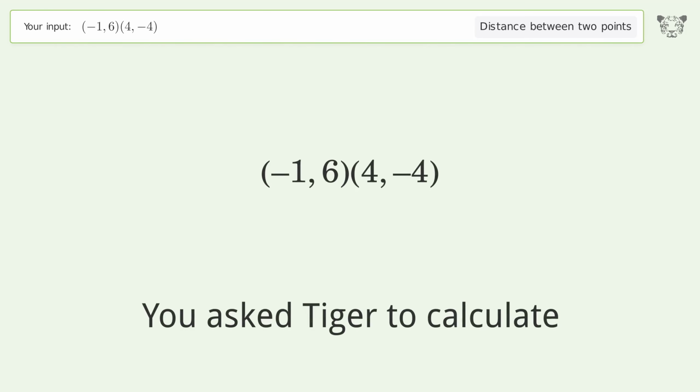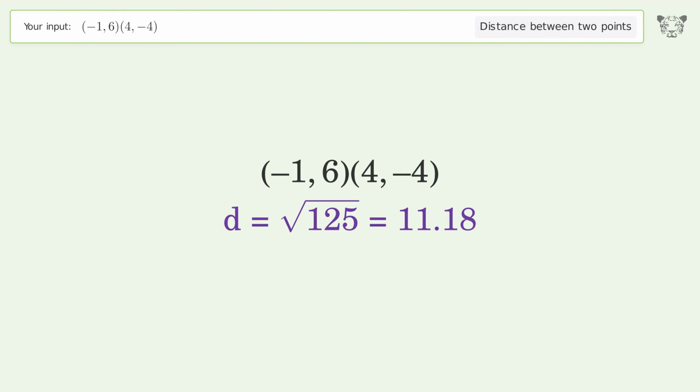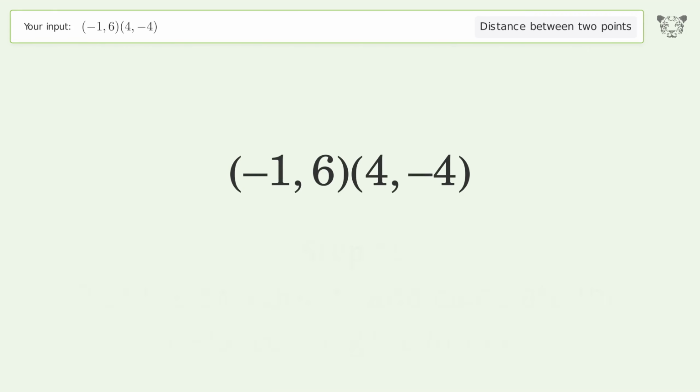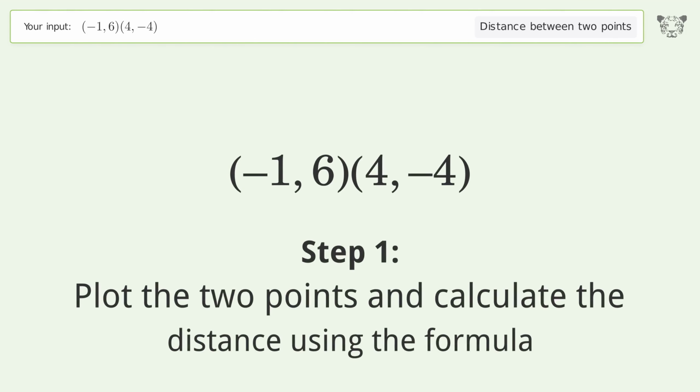You ask Tiger to calculate. This deals with the distance between 2 points. The distance between the 2 points is the square root of 125, or 11.18. Let's solve it step by step. Plot the 2 points and calculate the distance using the formula.